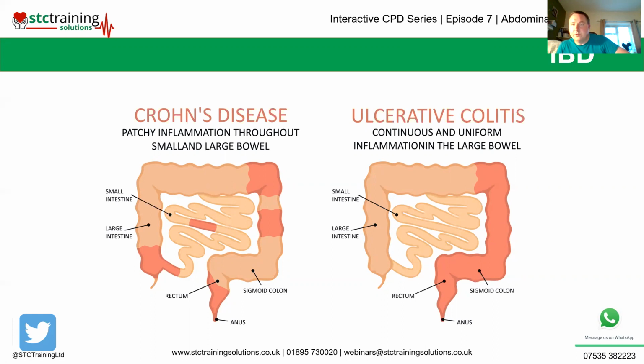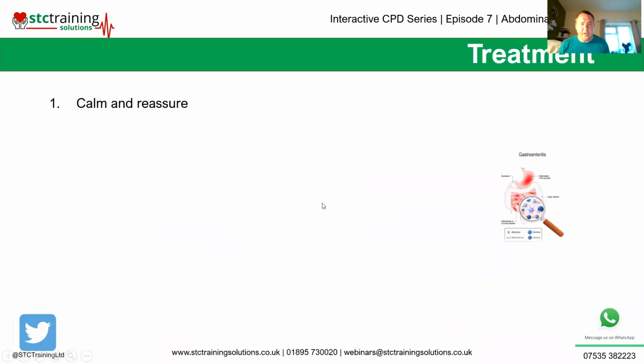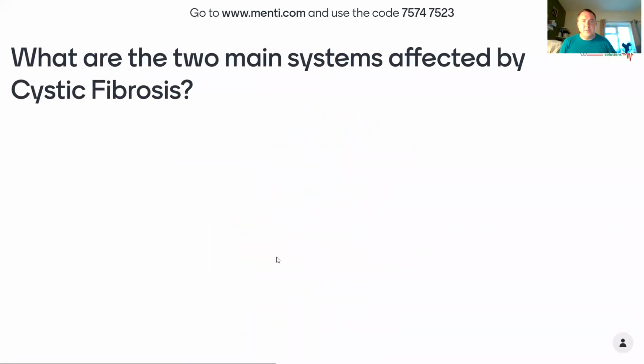The two are very similar in their presentation, and both are chronic diseases. Neither suddenly gets better. You get flare-ups from time to time, so it can be difficult to differentiate between ulcerative colitis and diverticulitis at times. I just wanted to make mention of that because I realised I hadn't put a slide in. So we're going to flick over to Mentimeter again, and I've got some quiz questions for you lined up. First one: what are the two main systems affected by cystic fibrosis?